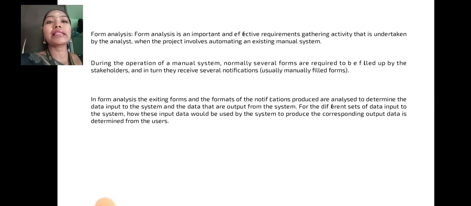Next is form analysis. This is a very important and effective requirements gathering activity. During the operation of a manual system, normally several forms are required to be filled up by the stakeholders. In form analysis, the existing forms and formats and procedures determine the data input to the system.